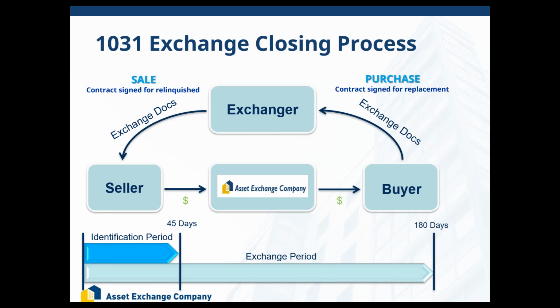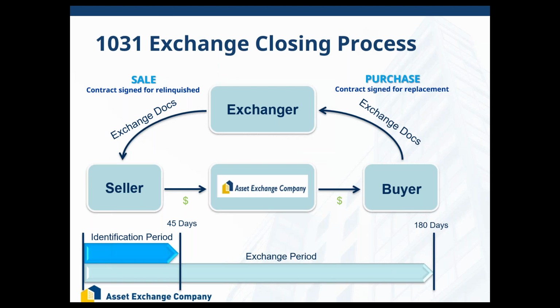Now, once they get a contract on their replacement property, we'll need to get a copy of that as well. We're also going to need the contact information for whoever is going to be handling that closing, because we're going to be holding all the proceeds from the sale. We'll need a contact person handling their closing and that company's wiring instructions, all that type of stuff.